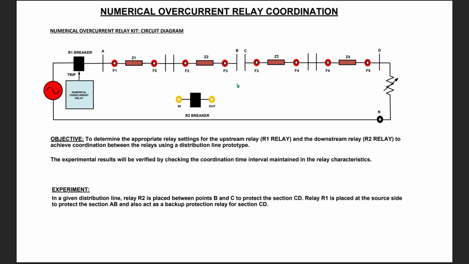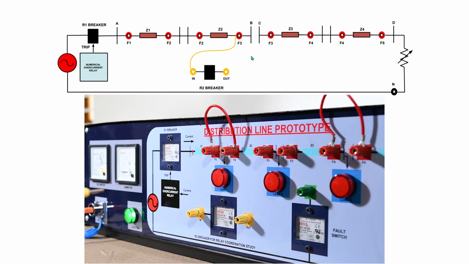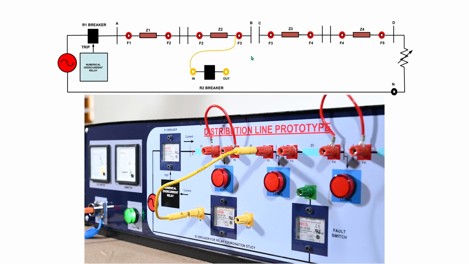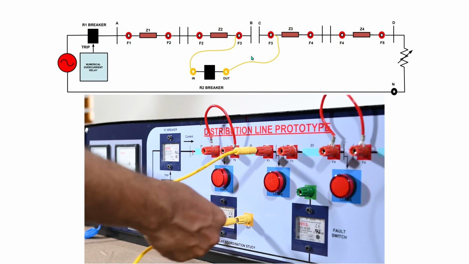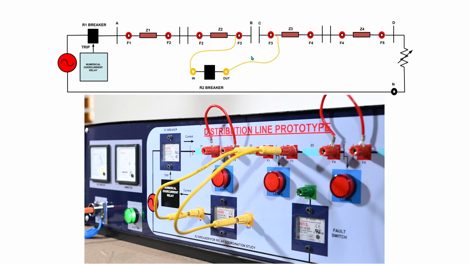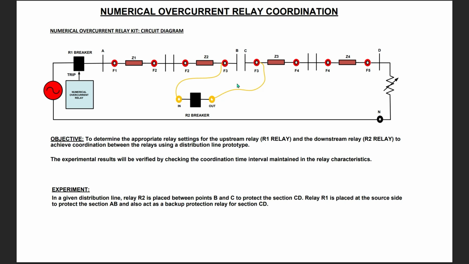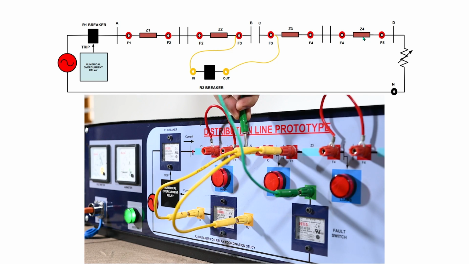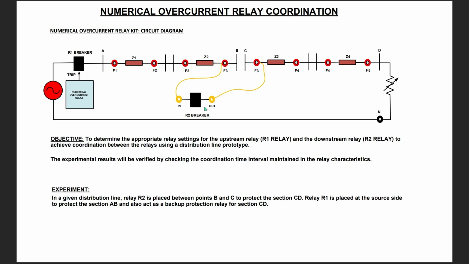To connect the R2 breaker between B and C in the circuit, first take a wire from the F3 point and connect it to the in terminal of the R2 breaker, as shown in the numerical relay kit. Then take another wire from the next F3 point and connect it to the out terminal of the R2 breaker. With this, the R2 breaker is now clearly connected between the points B and C and is responsible for protecting the section C to D. Any fault occurring in the CD section will now be detected by this R2 relay, which will trip the R2 breaker to isolate the fault.